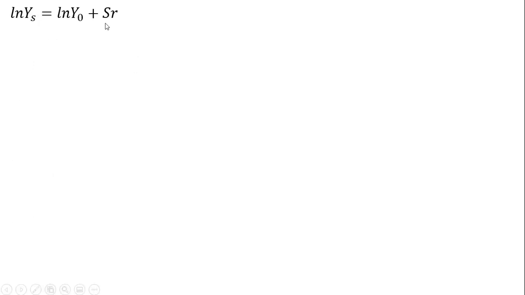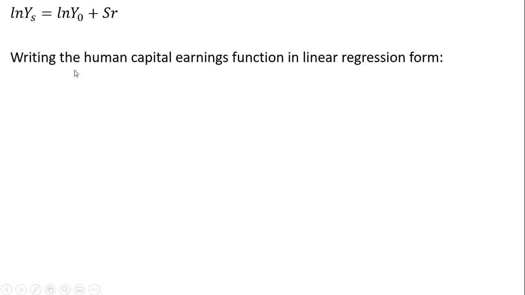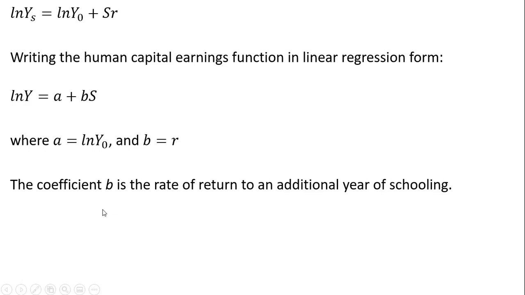So just rewriting our equation, and now writing the human capital earnings function in linear regression form, where A is the natural log of earnings without any schooling, and B is now replacing R. And B will be the coefficient that we'll estimate from a linear regression, once again representing the rate of return to an additional year of schooling.